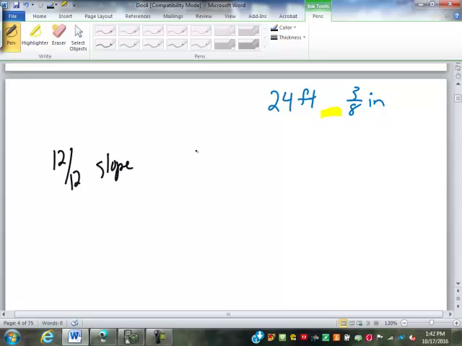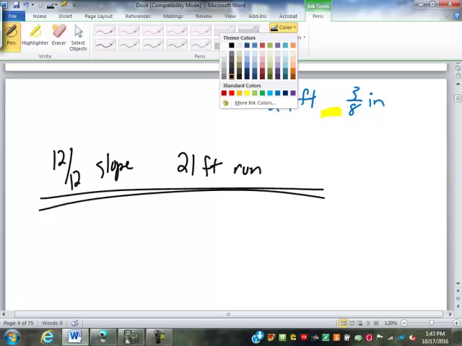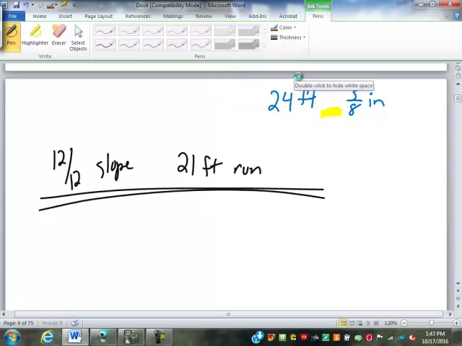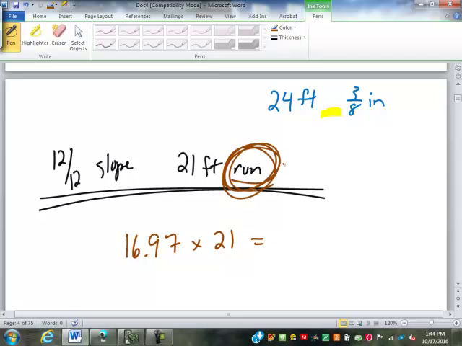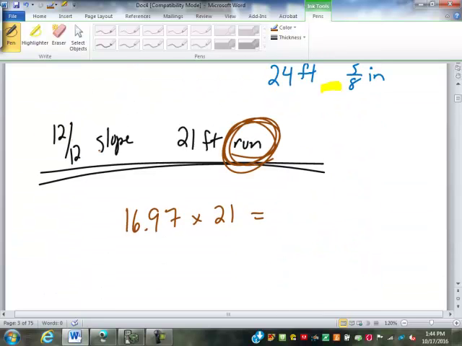12/12 slope and 21 feet of run. So we look up 21, what number do we get? Or sorry, 12/12, what do we get? 16.97. We multiply that by, why did I multiply by 21? It said run. The difference was up here it said span, right? So if it's span, you got to cut it in half. If it's the run, that's the number you want to use.